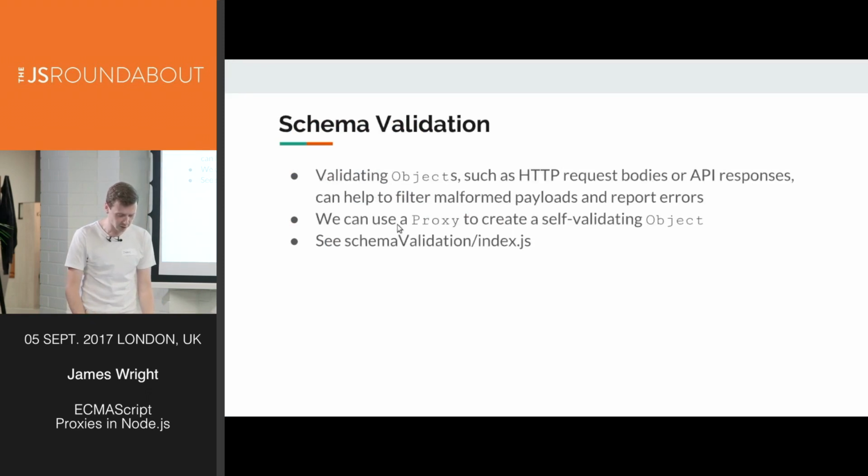Schema validation. Validating objects such as incoming HTTP request bodies or API responses coming from some foreign API can help us to filter malformed payloads, and it can also allow us to report errors as well. So we can use a proxy to create an object that will validate itself.